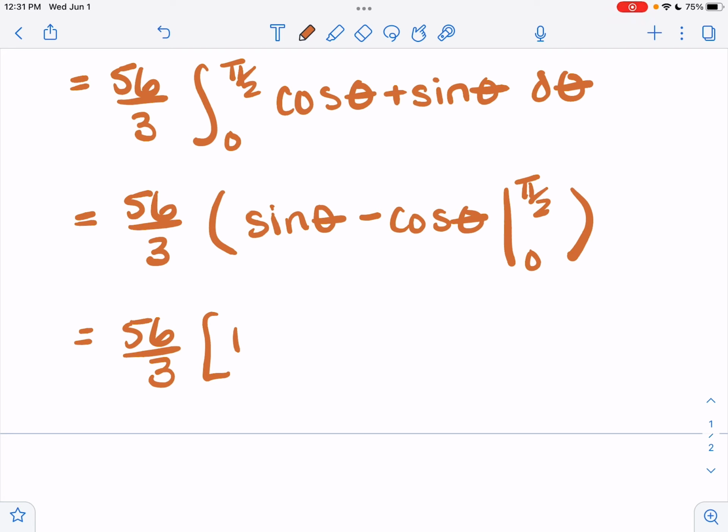Cosine of pi halves is 0. Minus sine of 0 is 0. Minus cosine of 0, which is 1. That looks like a 1 minus a negative 1, which is 2. So this all comes out to 112 thirds as our answer.